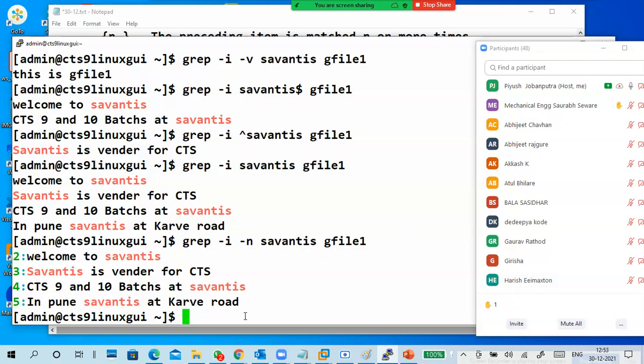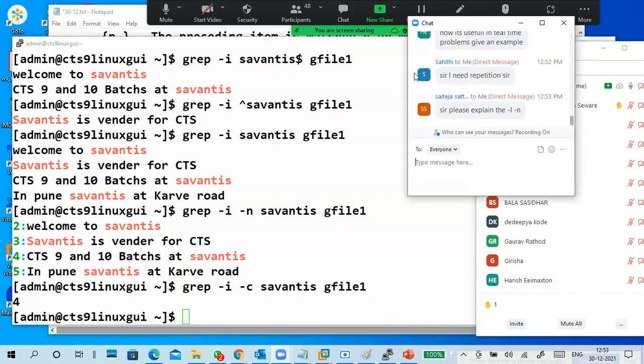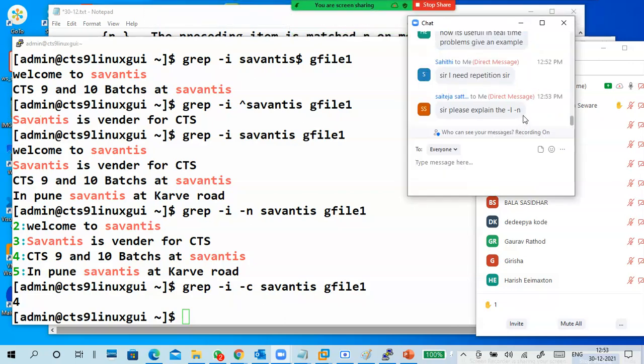There is one more command, one more last option. That's finish. Hyphen C: how many lines have 70s? Four lines, that is what it's displaying. Okay, so these are the options. Once again, I will explain it. Explain I and N. Okay, I will explain it.